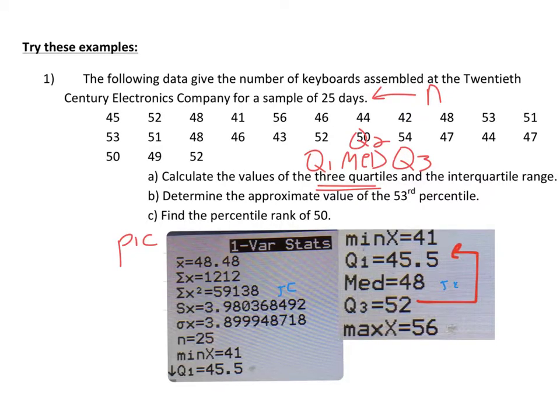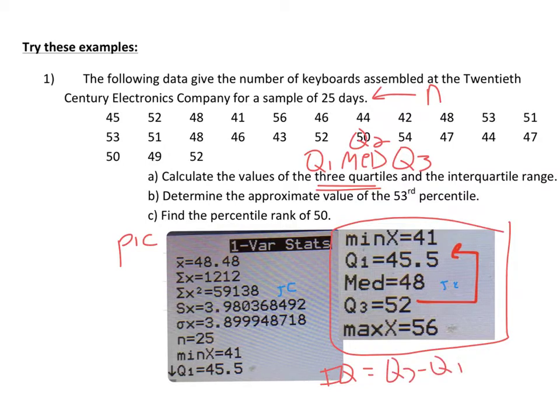So here is your lower quartile, 41.5. Second quartile, median, 48. Upper quartile, 52. And then your interquartile range, take your Q3 minus Q1, or in this case 52 minus 45.5. So that's going to give you 6.5. So make sure you include these photos from your calculator.